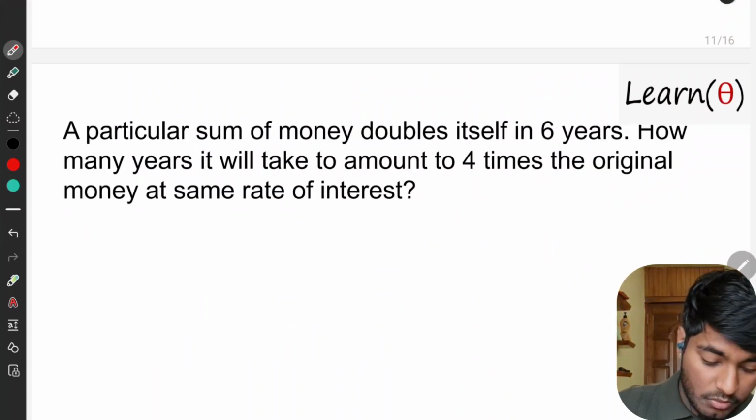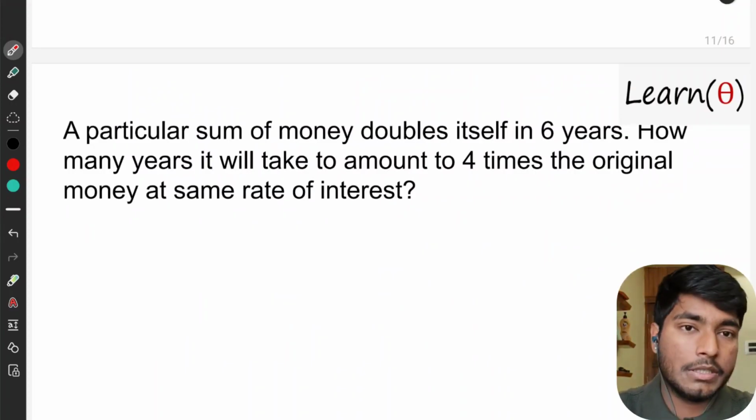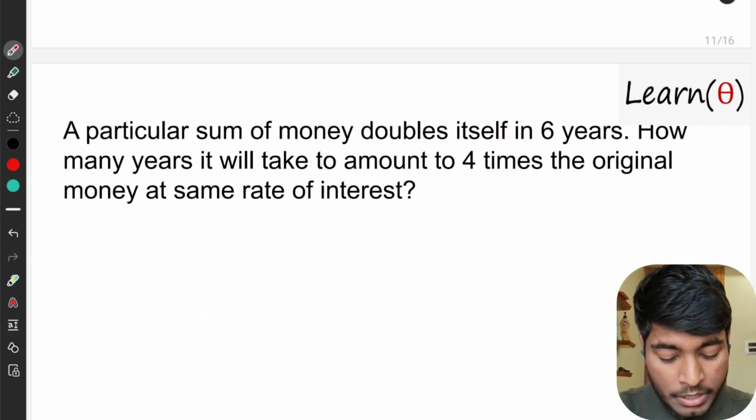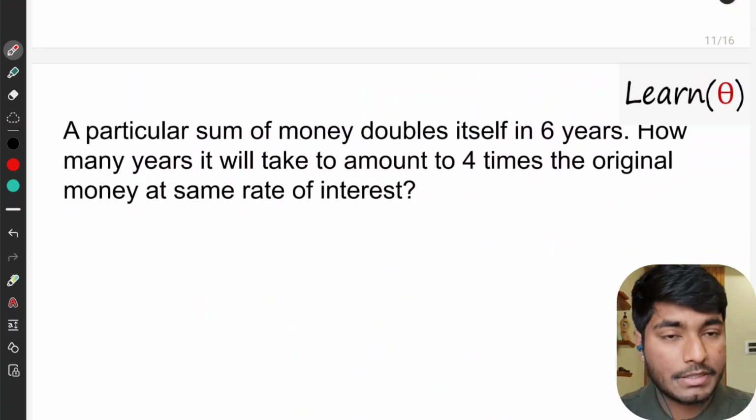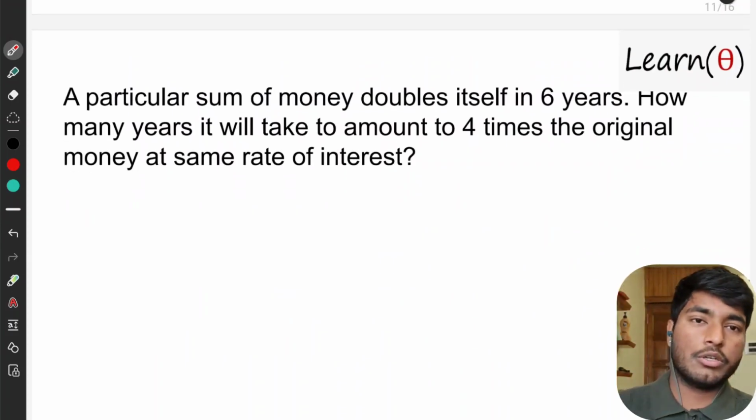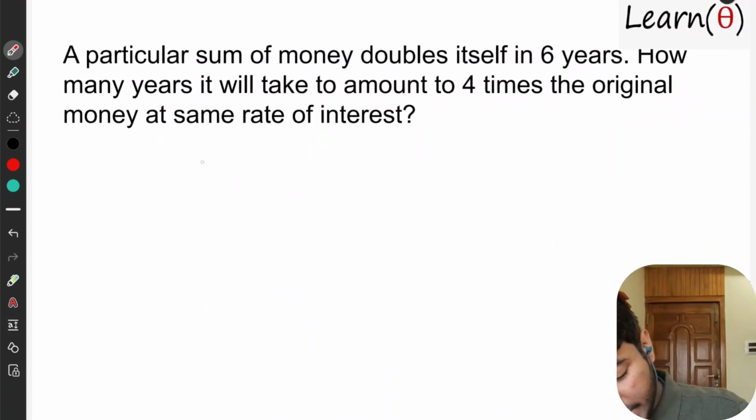A particular sum of money doubles itself in 6 years. How many years will the amount take to become 4 times the original at the same rate of interest? Good question. How to do this? It is said that the time taken to be doubled is 6 years.